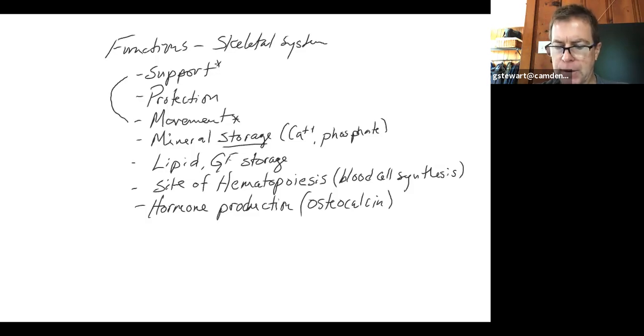Now I'm going to go on to classification of bones. Actually, classification of the skeletal system is a better description.